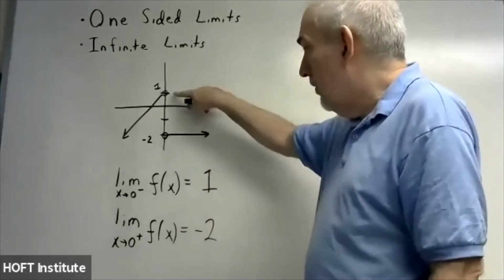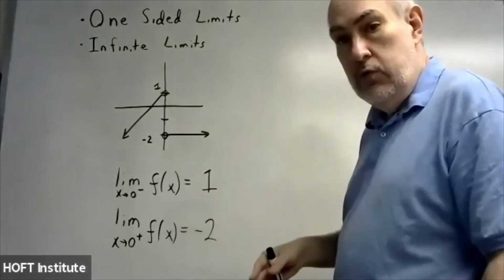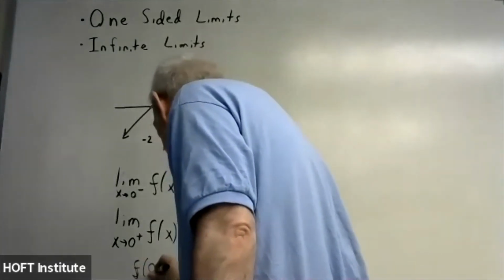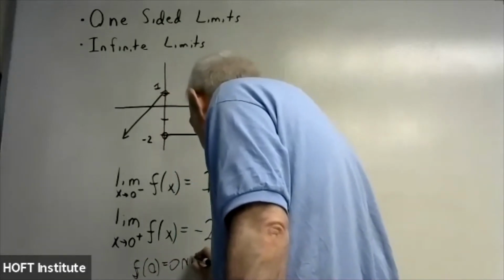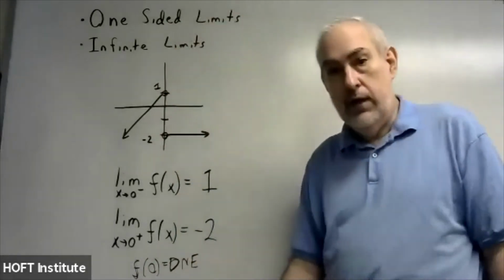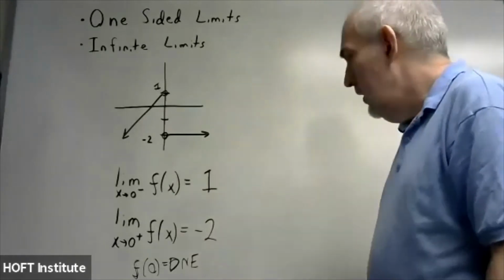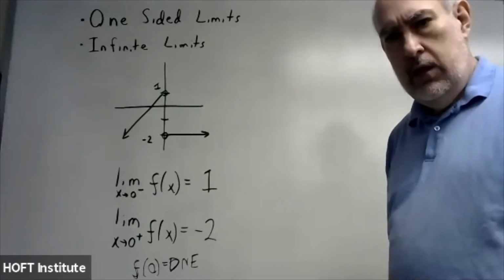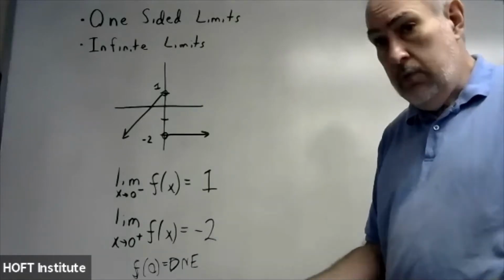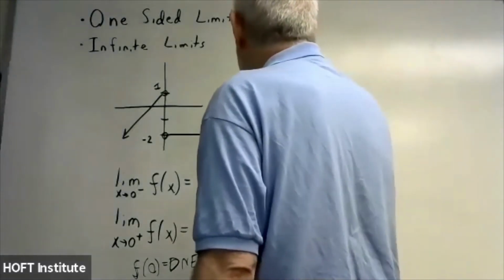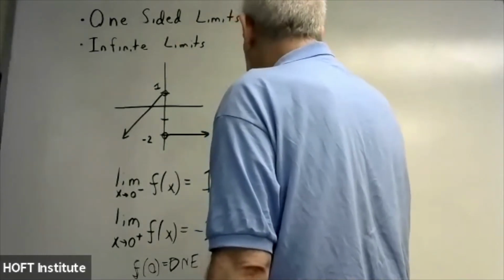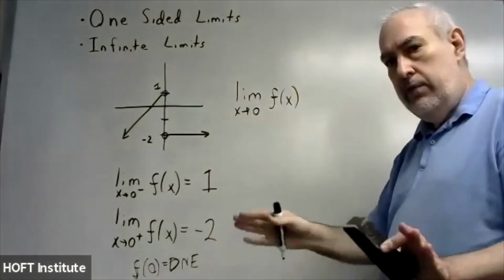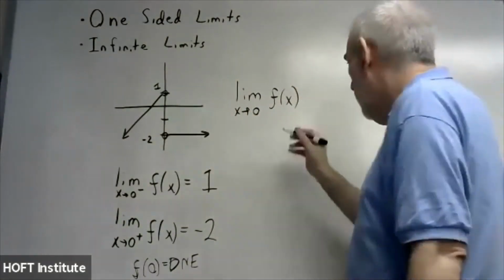Notice in this example, because both of these are holes, if the question was, what is f of 0? f of 0 does not exist, or DNE for does not exist. So this is the left-handed limit, this is the right-handed limit, and if I were talking about the normal limit, or you might say the two-sided limit, because these two are different values, as I said before, when you're approaching two different values, this limit does not exist.